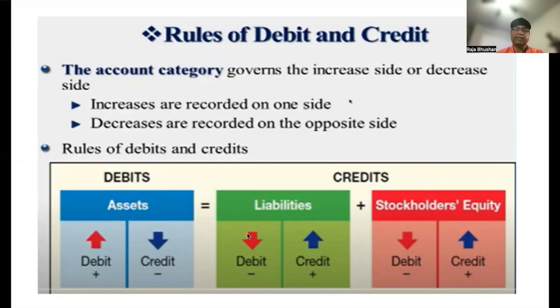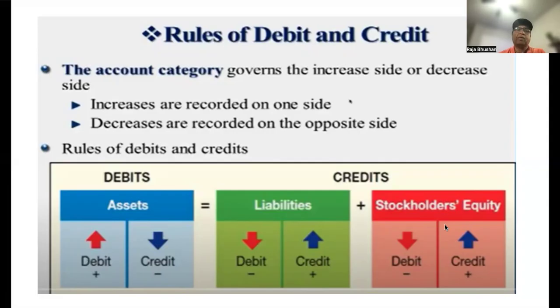In the following video, I will be discussing some business transactions, and we'll be recording the debits and credits in the respective journal entries: which account to debit, which account to credit, based on the type of transaction and the type of accounts involved. Okay, as you can see, if you debit an asset, it goes up. If you credit an asset, it decreases. Similarly, the opposite happens for liabilities and stockholders' equity. So these are the basic rules of debits and credits.